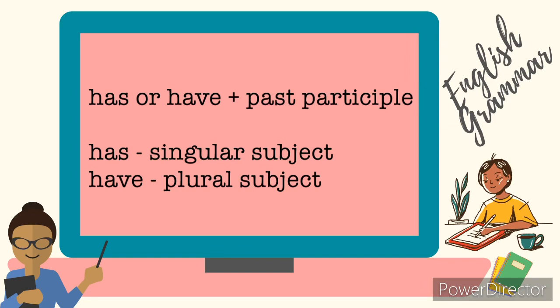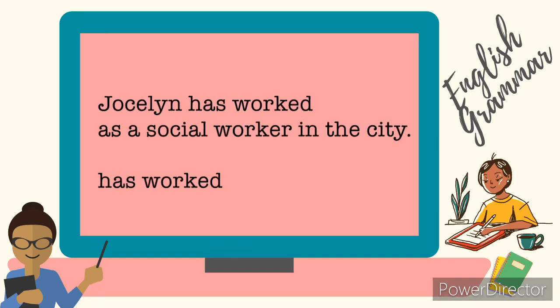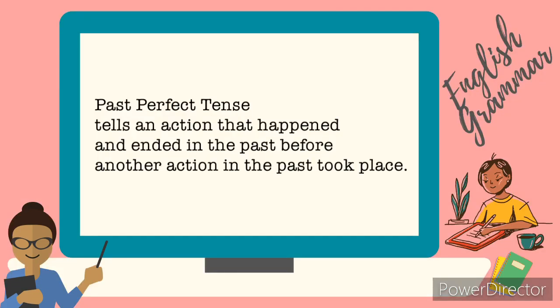For example, Jocelyn has worked as social worker in the city. In this sentence, has worked is the present perfect tense. Notice that it's formed by combining the auxiliary verb has because Jocelyn is a singular subject plus the past participle form of the verb, which is worked. Hence, has worked. How about past perfect tense?